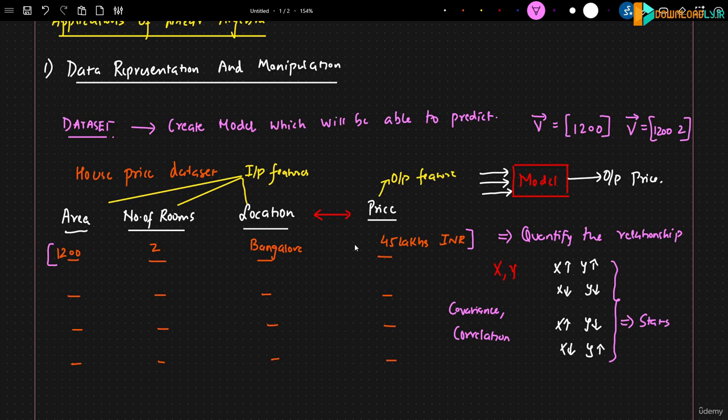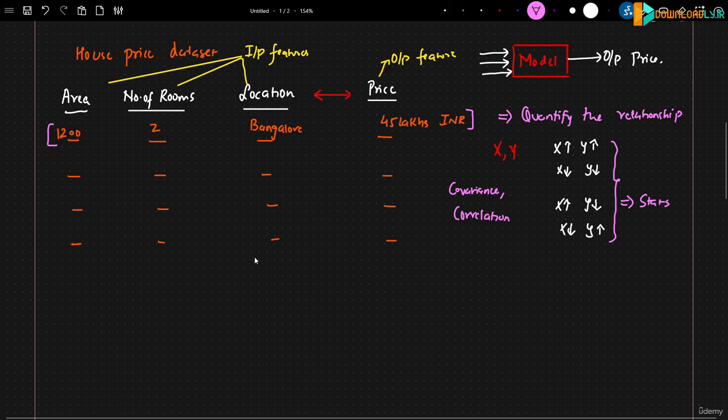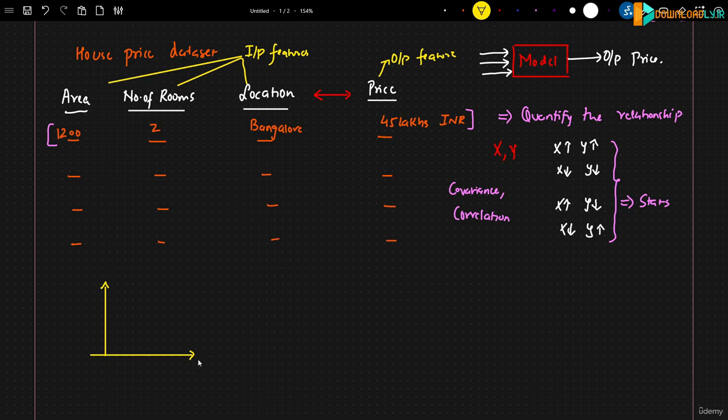Now, one more important thing in linear algebra: as a human being, whenever I say 2 dimension, what does this basically mean? We design a coordinate system. Let's say this is my output feature called price, and this is my area. If I try to plot this in 2 dimensions, you'll see that as the area keeps on increasing, the price will also keep on increasing, right? This particular point is the vector of 1200, 45 lakhs. So this becomes a 2 dimension vector.